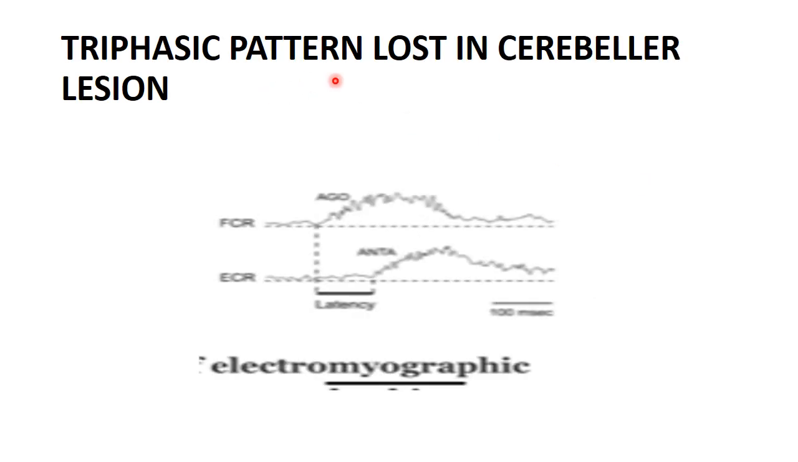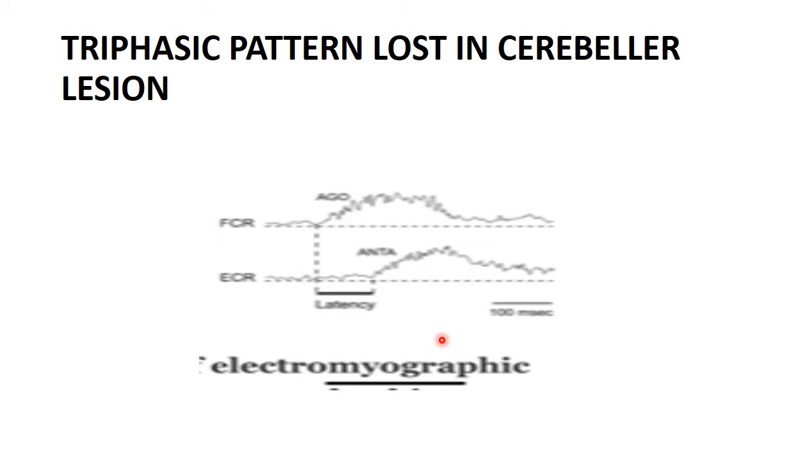Now this triphasic pattern is lost in cerebellar lesion. You will find latency is prolonged, first thing. Second, it is not triphasic, it is only two waves. Third, there is a slow rise of the impulse in the agonist, and in the antagonist again a slow rise of the wave.